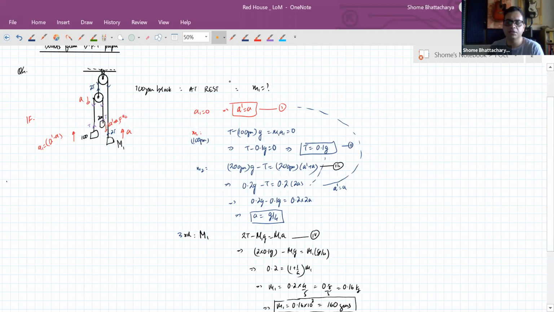Understood? Now, A prime here is the acceleration of the system of 200 and 100 gram block in the pulley's frame. So if you look in the pulley's frame, the 100 gram block is going up at A prime and this one is coming down at A prime, the 200 gram one. So in the ground frame, what is happening? The net acceleration upwards is becoming A prime minus A, whereas this one's acceleration downwards is A prime plus A.